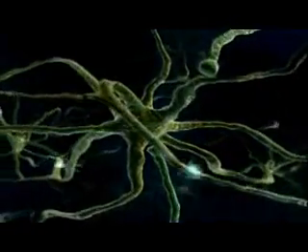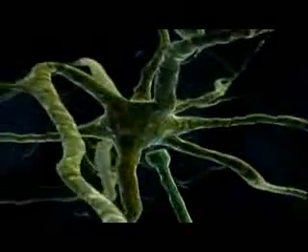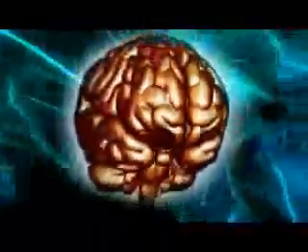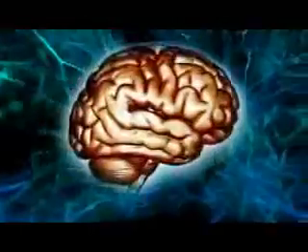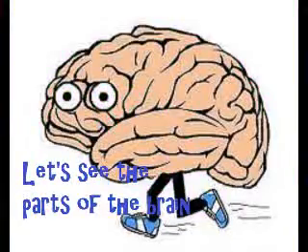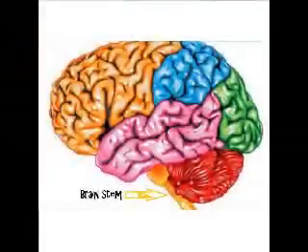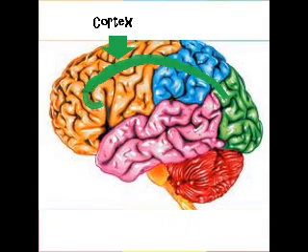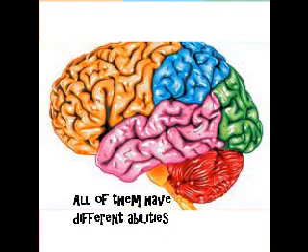Now, let's see how complex our brain is. First, we have the cellular level. It is composed of 3 pints of liquid, 3 pounds of mass, 10 billion nerve cells or neurons, and 10 times more numerous glial cells that support, insulate, and nourish the neurons. Now that we have seen the brain's complexity, let's see the parts of the brain. First, the brainstem. Second, the cerebellum, limbic system, and cortex. All of them have different abilities.